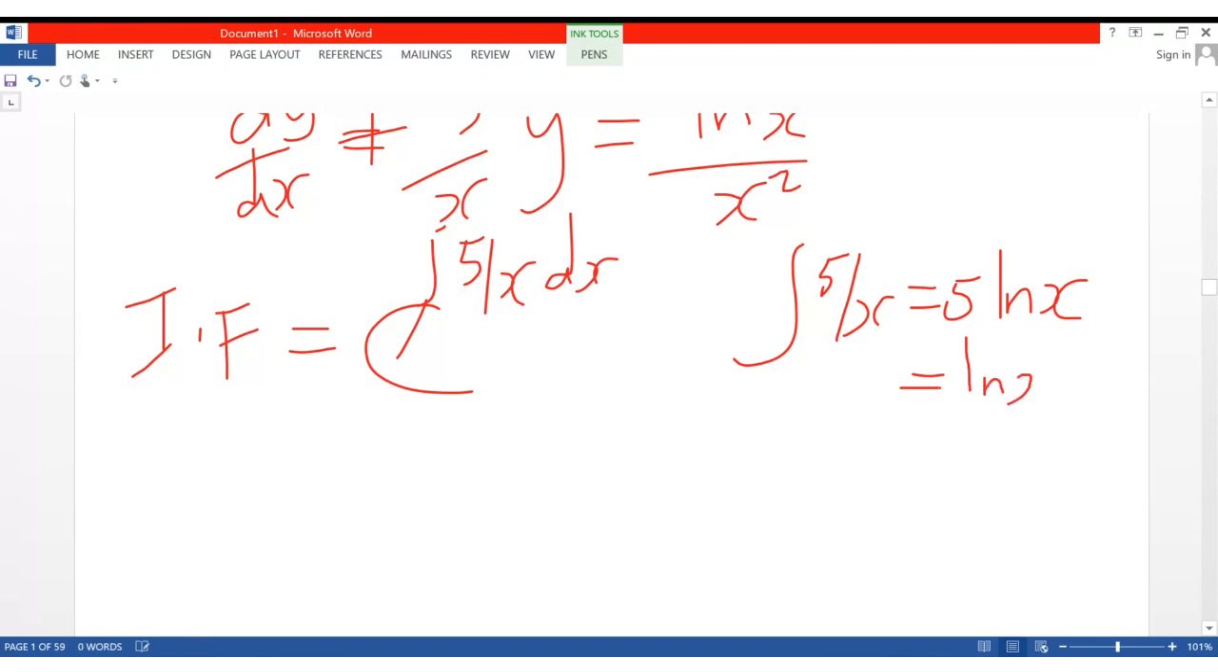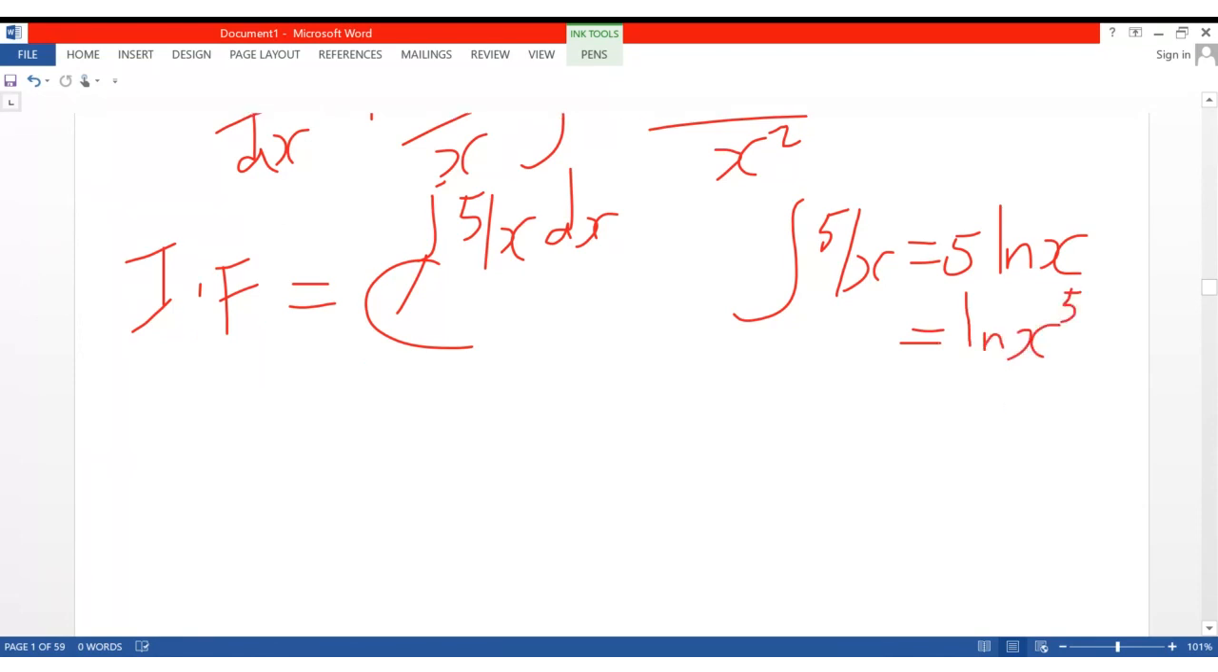So very important to use law number 3. The integrating factor here will be given by exponential ln x raised to 5. But again, we have seen there's a relationship between exponential and ln. So here you remain with x raised to power 5. You remain basically with the function or with the constant.